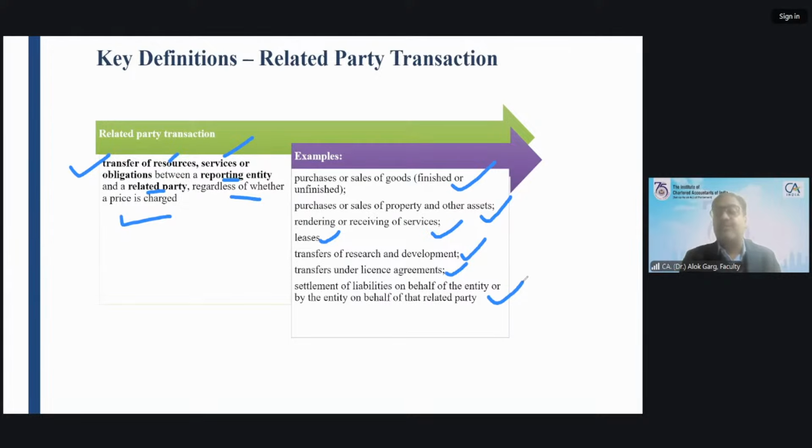A Limited is paying to State Bank of India on behalf of B Limited, or by the entity on behalf of that related party, right? Either on behalf of the entity or on behalf of the related party. Or B Limited is settling the loan taken by A Limited from Allahabad Bank, right? So these are the examples of the related party transactions.